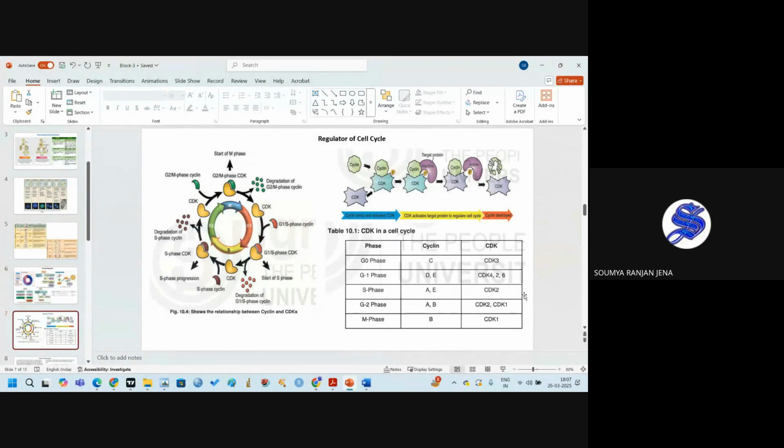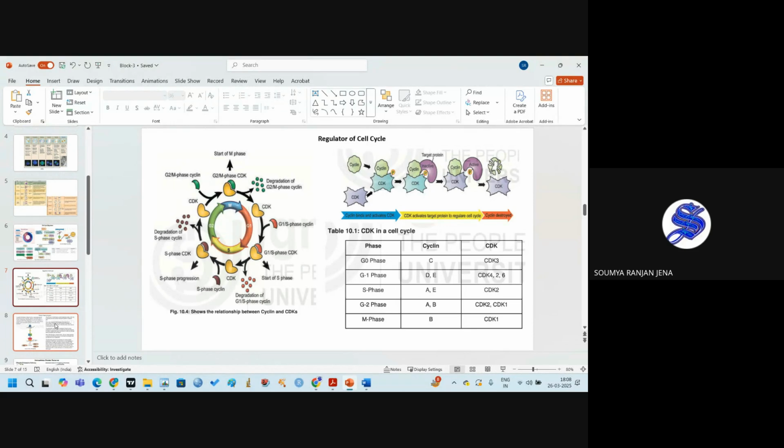Then in S phase, cyclin E binds to CDK2, and it will forward to G2 phase. In G2 phase, cyclin binds to CDK2 and CDK1 to forward from G2 to M. And in M phase, cyclin will bind for the progression of the mitosis process and the start of mitosis. This is called the main or key regulator of the different checkpoints, the CDK regulators. This will regulate the different phases of the cell cycle.